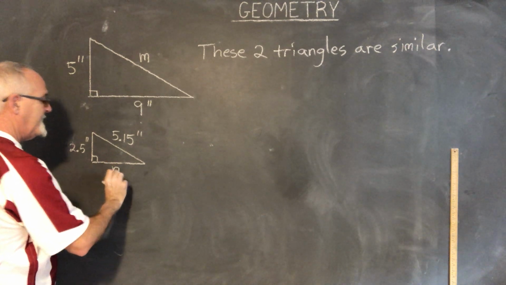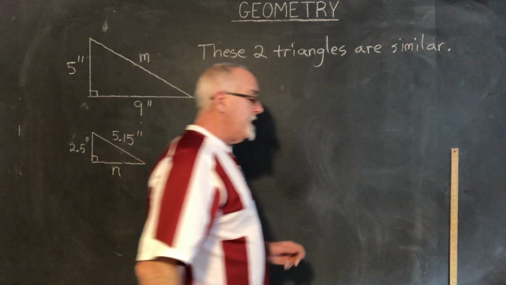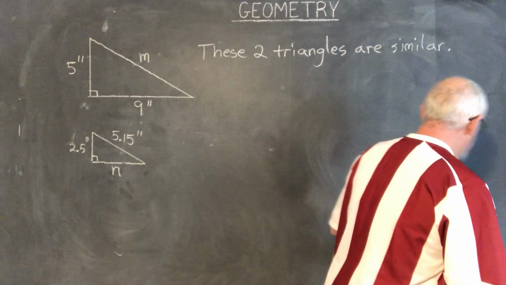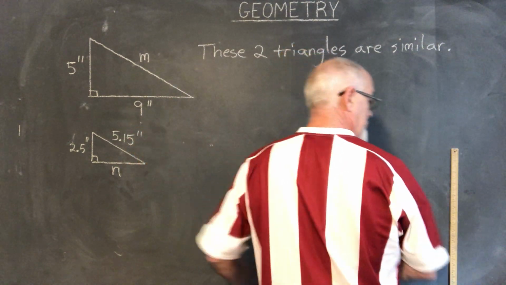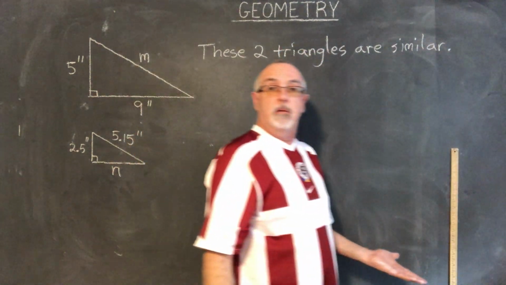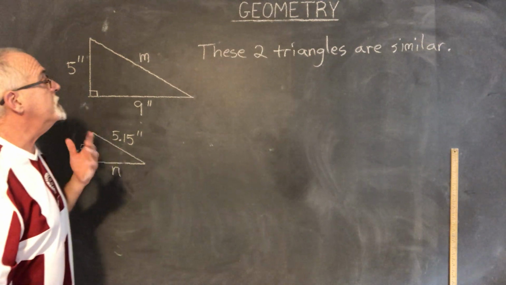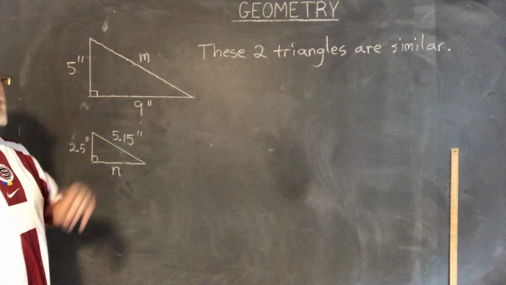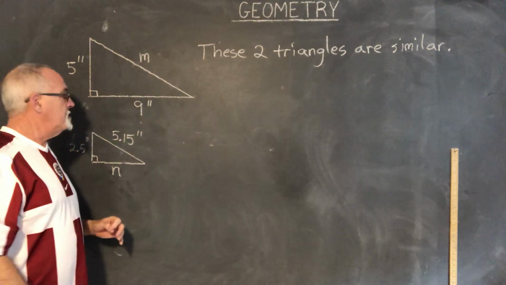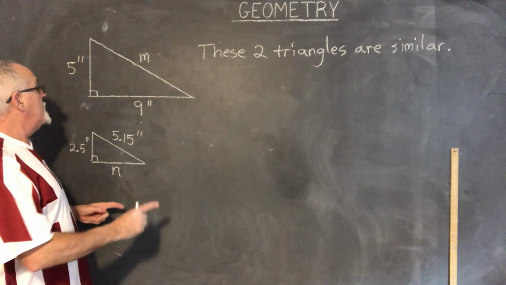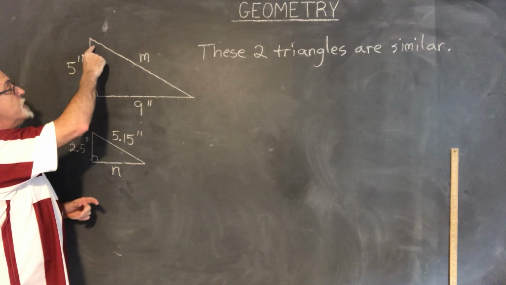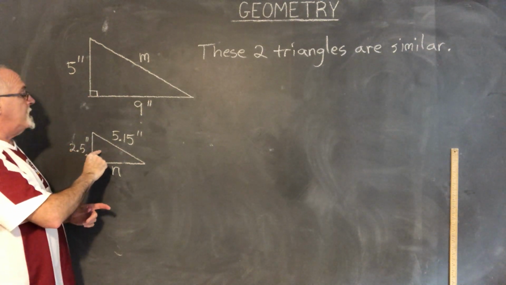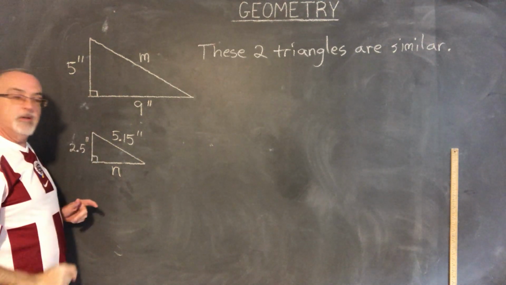And the letter N, my other unknown is N. Okay, so I said they're similar, labeled them, and we want to find M and N. So we're using the properties of similar shapes, this time triangles. We didn't get a scale factor given to us, but we don't need one when we can see that the shortest sides in these two triangles, we were given the dimensions of both.